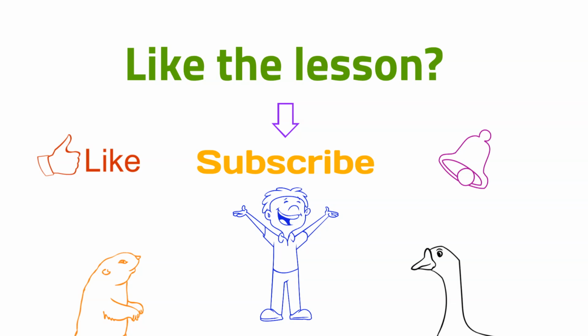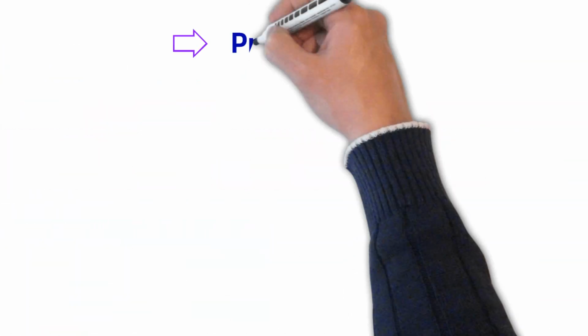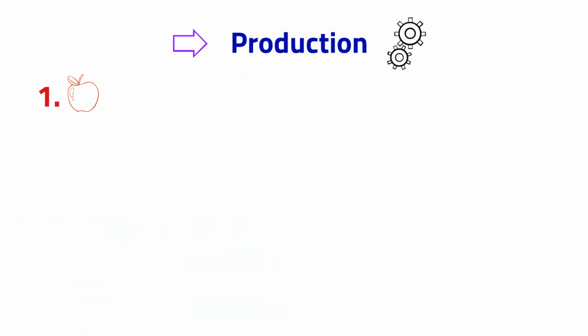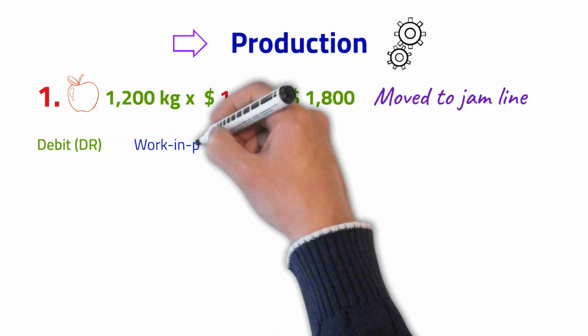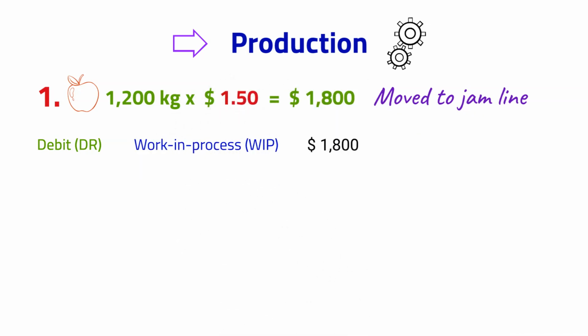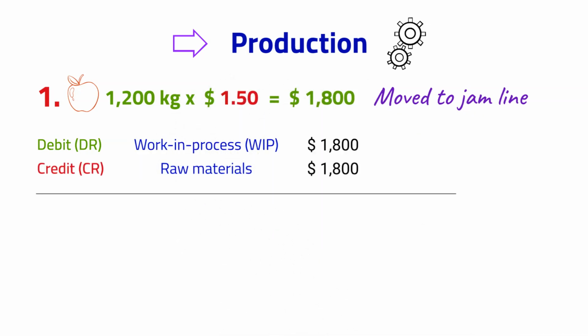Thank you very much. So let's move 1200 kilograms of our apples to the jam line, which at 1.5 per kilo will be 1800 of cost. We record work in process 1800, credit raw materials 1800.